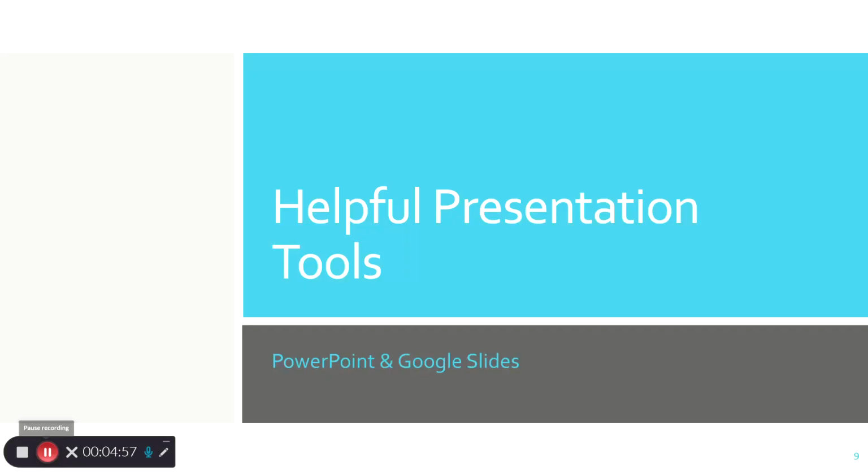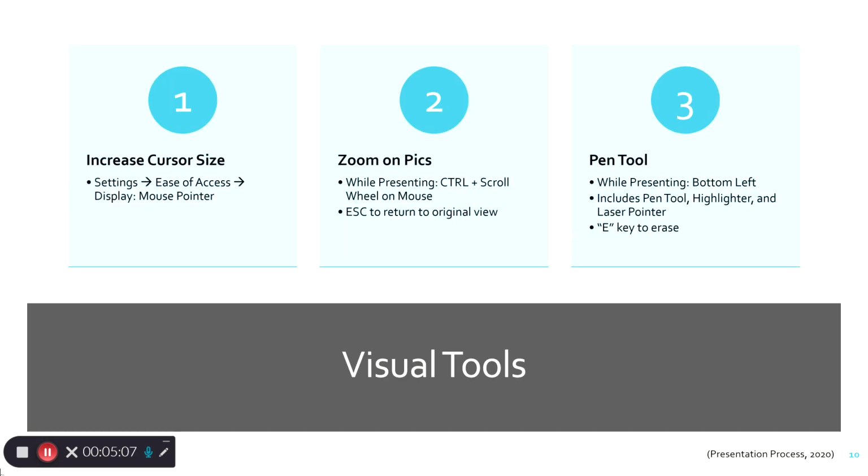So now we've talked about some of the design rules, I'd like to go over some useful presentation tools that I came upon during my research. So first are some visual tools that could help while you're presenting your PowerPoints. First is to increase your cursor size, and you can do this in your settings. And what you can do is change the size and the color, which helps make it easier for your audience to follow along as you use your cursor.